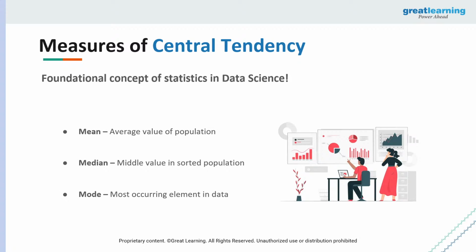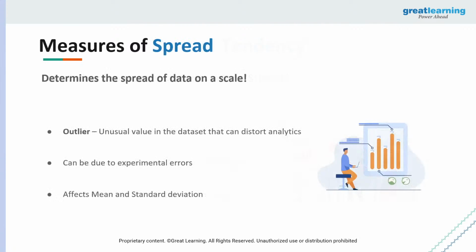And then talking about mode, it is the element which occurs the most in that particular data set. Now if I have a data set like 1, 2, 2, 2, 2, 3, 4, 5, the mode is going to be 2. Why? Because it is the element which has occurred the most number of times. That's your basic working of central tendency. And then we have more measures.